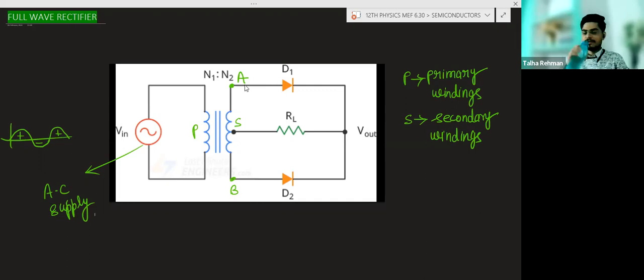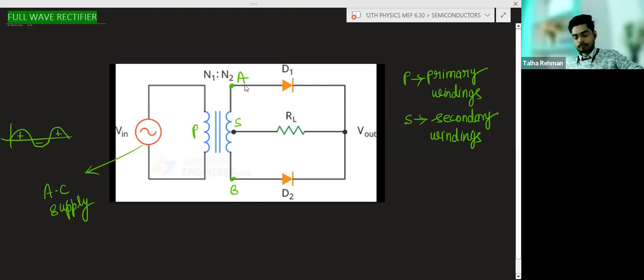Okay, now we will see. When this A is positive, the positive is connected with the P type, and this B end is negative, and the negative is connected with the N type. So this diode will be forward biased. So in this diode, there will be a current during the positive half cycle.